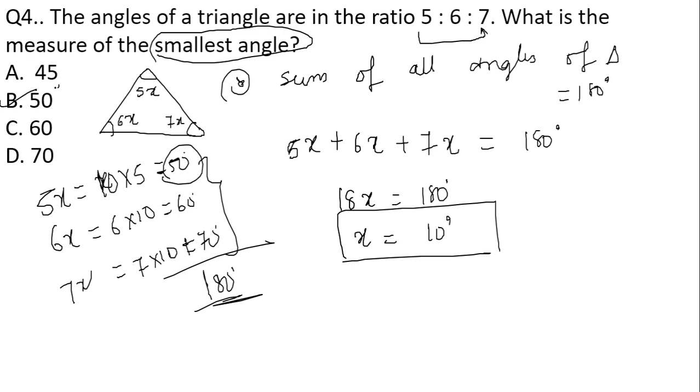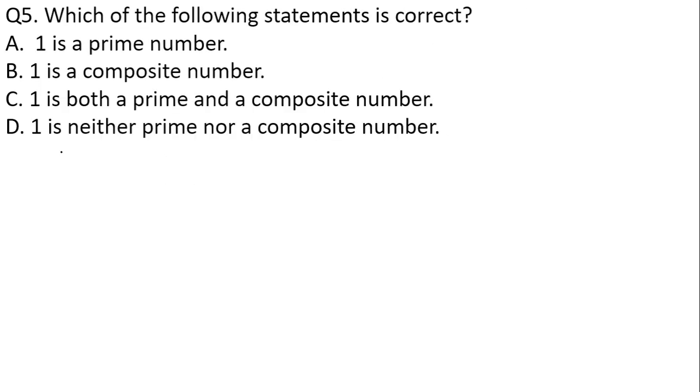So option B is the correct answer. This should be degrees over here, not just 50, 60 or like that. Okay, so 50 degrees is the correct answer for the given question. Moving on to the next question now. Which of the following statements is not correct?